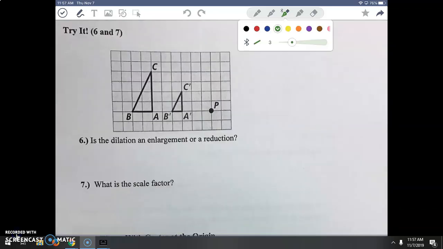Okay, you guys try using this figure, this picture for number 6 and number 7. It's asking you, one, is it an enlargement or a reduction? So from the before to the after, is it getting larger or is it getting smaller? On number 7, okay, what is the scale factor? So what is that number it is getting larger by, or getting smaller by? How much bigger is it or how much smaller is it? Pause, work it out, and come back with the answers.